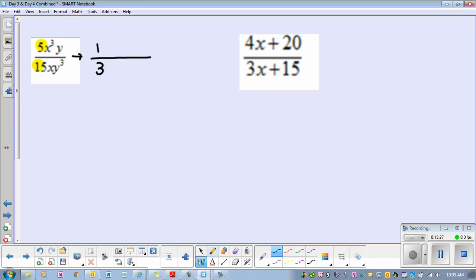1 over 3, good. And then let's look at our x's. So on top, how many x's do I have on top? 3. So this is really this, right? If you don't remember your exponent rules, you can think of it this way. On the bottom, how many x's do you have? 1. Okay. So you cross out, then how many where? Top. So x squared on the top, right?